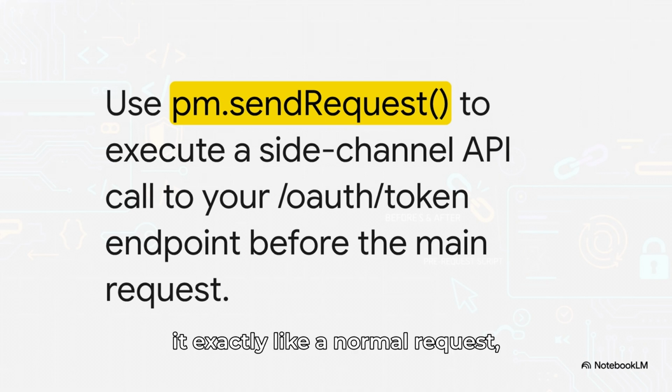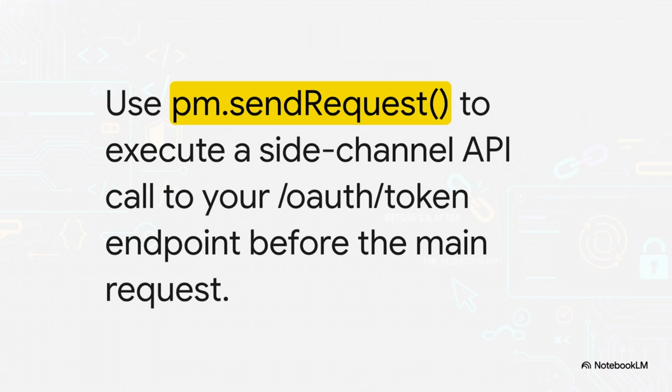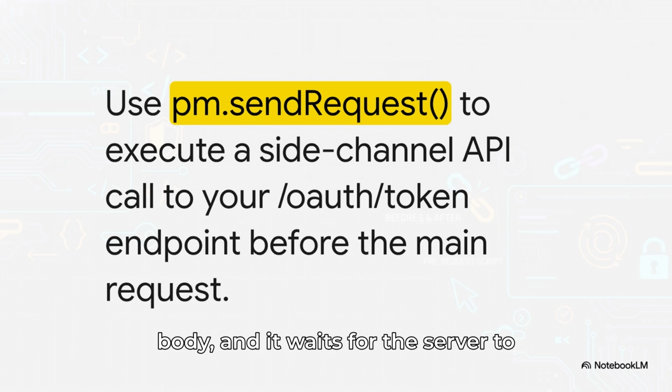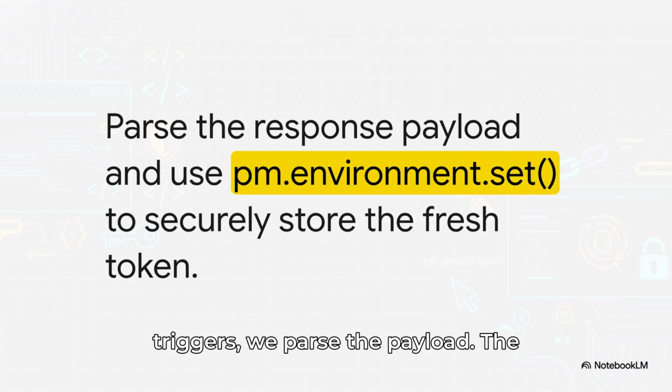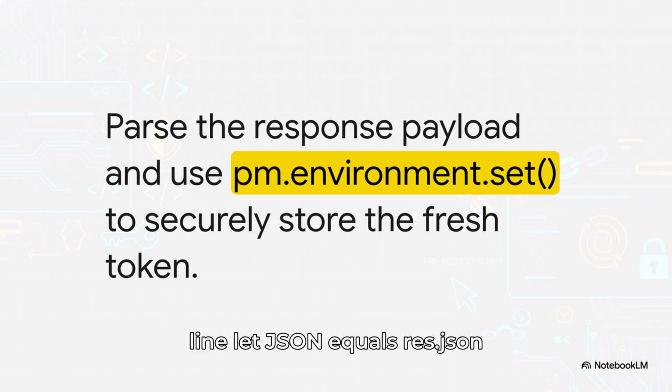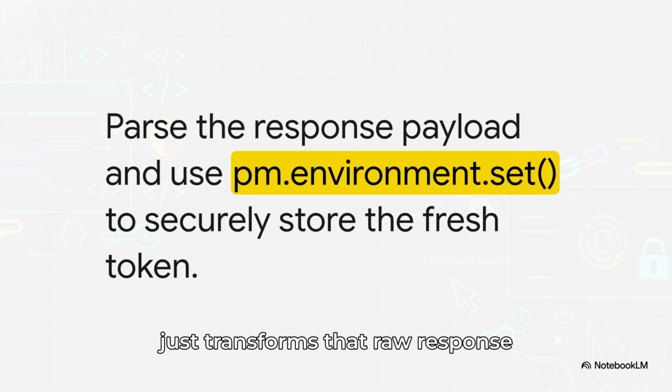You configure it exactly like a normal request. Give it the URL, set it to post, pass in your credentials in the body, and it waits for the server to reply, dumping the results straight into a callback function. Once that callback function triggers, we parse the payload. The line let JSON equals res.json just transforms that raw response into a workable JavaScript object.